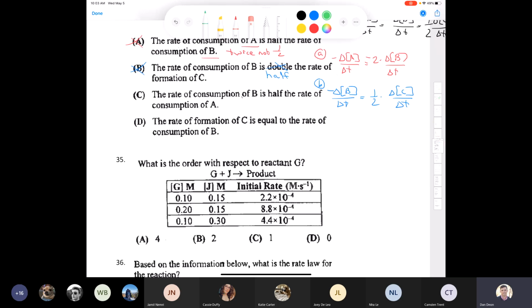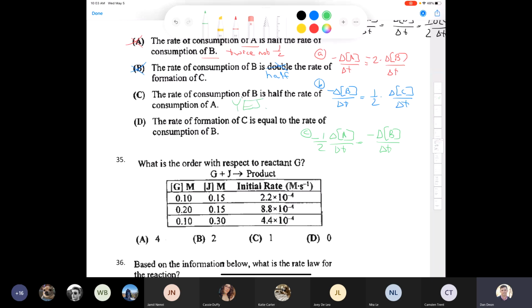Well, that one makes the most sense to me, because if you just write out the relationship, you have -1/2 times the change in concentration of A over time is equal to negative of the change in concentration of B over time. So yes, the rate of consumption of B is half that of A. And so this one is correct.